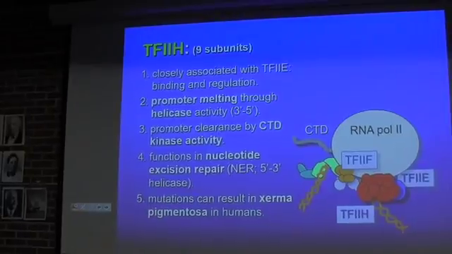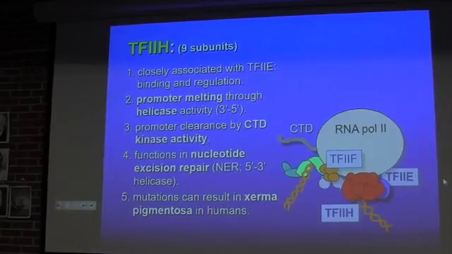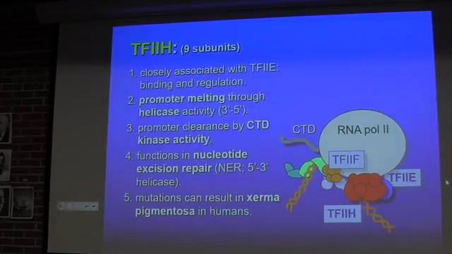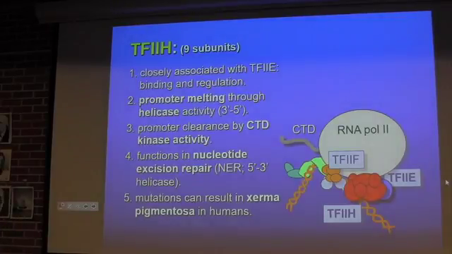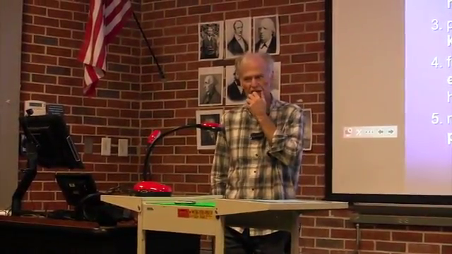Mutations, of course, in these core subunits, the two helicases, and a few more, and it's very hard to predict. But you've seen these children with the small heads and they look like old men, Cockayne's syndrome. They have mutations in their helicases of TFIIH, which sort of seems to imply that part of aging is just inability to repair. And I'm sort of looking at me going, I don't know.